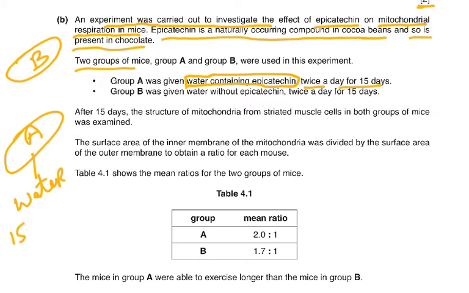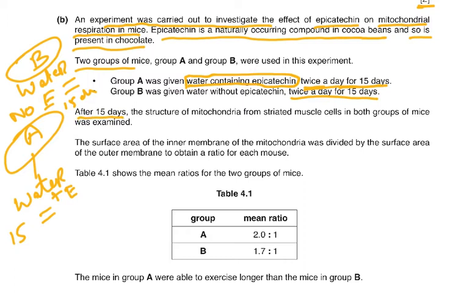Twice a day for 15 days, subah sham, which means morning and evening. And group B was given just water. Here it was water plus epicatechin. Here it was water but no epicatechin. They were also given twice a day for 15 days. So the common thing is twice a day for 15 days. Both had water. In one the chemical was added and in one the chemical was not added. So you have to spend time understanding the question.